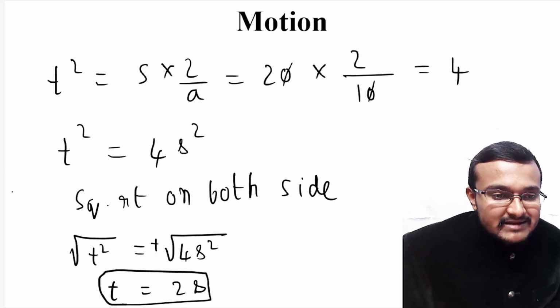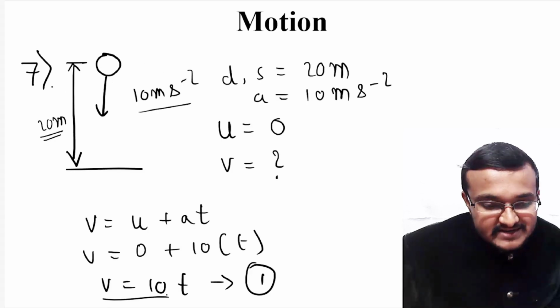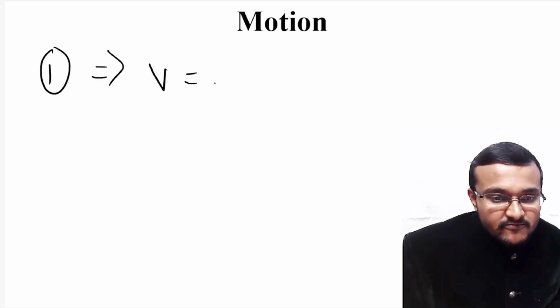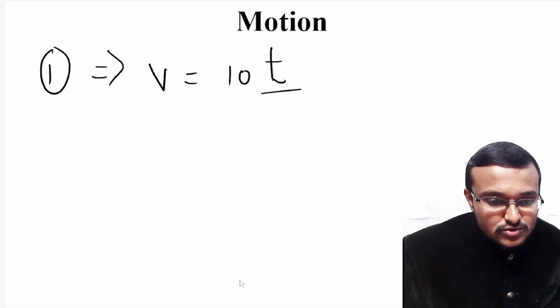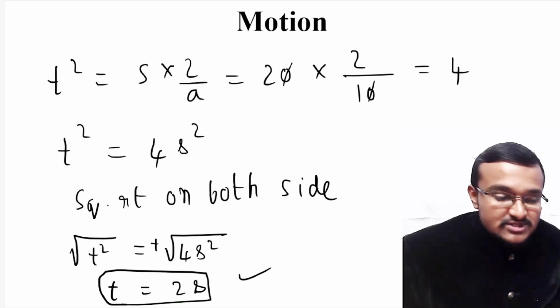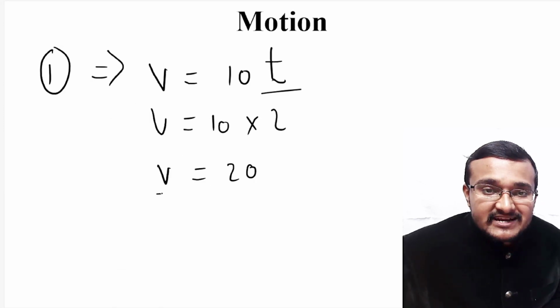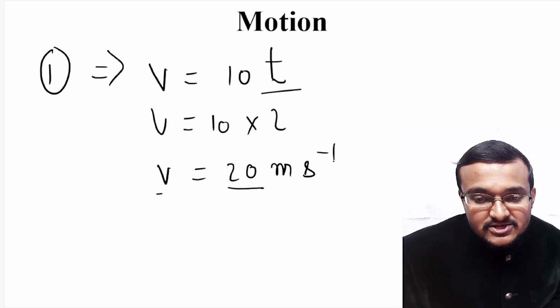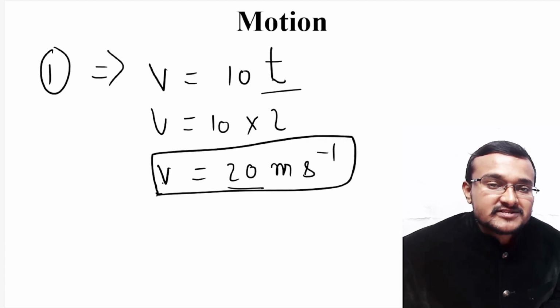Now coming back to equation 1. What is the equation 1 which we have got? The equation 1 is v is equal to 10t. In this t, you can substitute t is equal to 2 second. So v is equal to 10 into 2. What is the final velocity we are getting? The final velocity is 20. Everything we have calculated in SI units, so 20 meter per second is the answer for the final velocity of this ball.